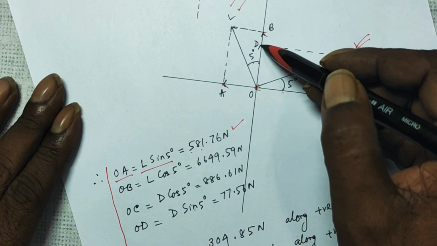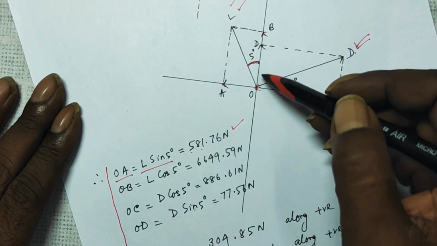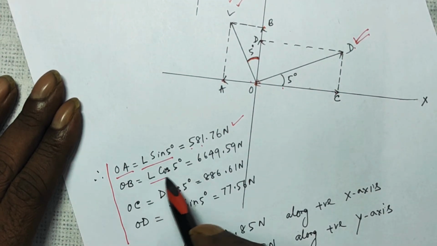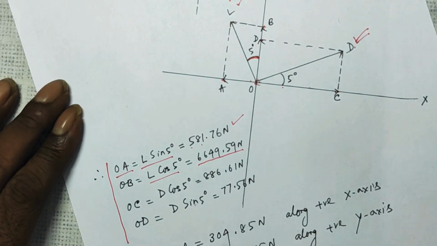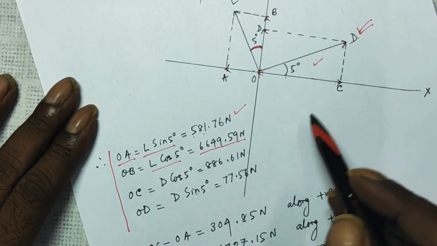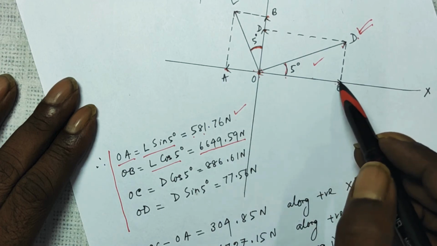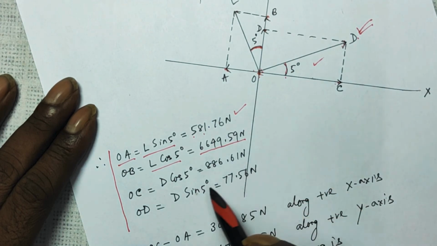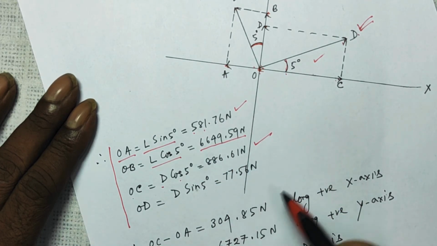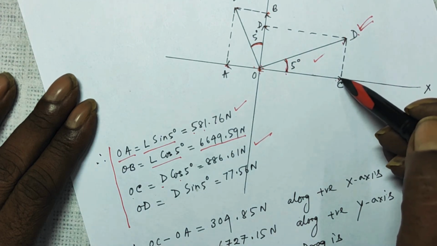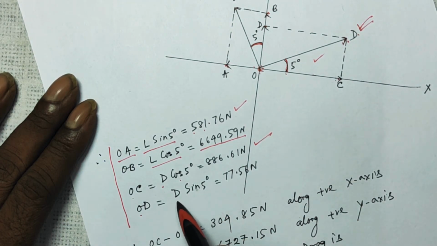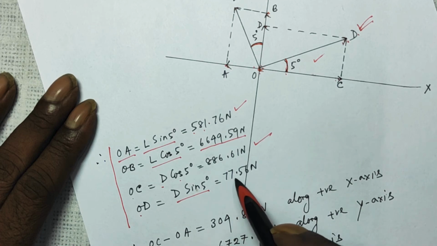Similarly, your OB by taking cos of this angle will be OB over OL. And if you cross multiply, you get OB is equal to L cos 5, that is equal to 6649.59 Newton. Similarly, in triangle OCD, if you take cos of this angle, it will be OC over OD, and if you cross multiply, you get OC as D cos 5, that is 886.61 Newton. And if you take sine of this angle, that will be CD over OD, and if you cross multiply, you get OD is equal to D sine 5, that comes out to be 77.56 Newton.